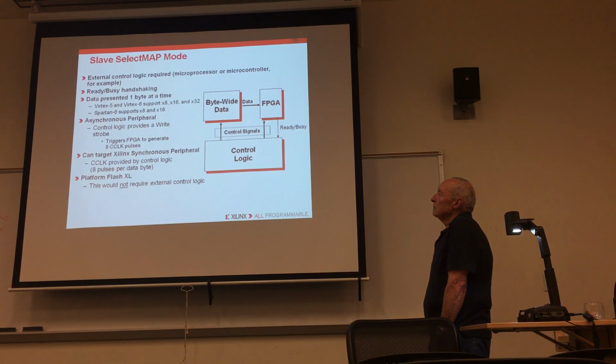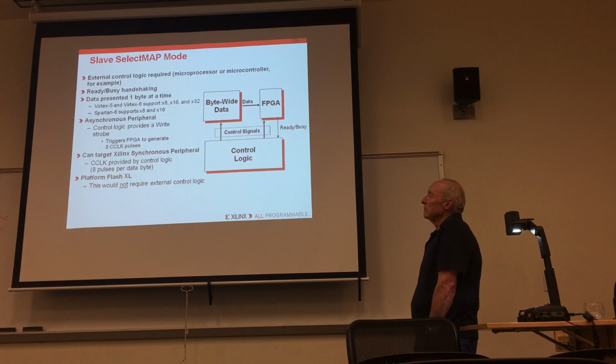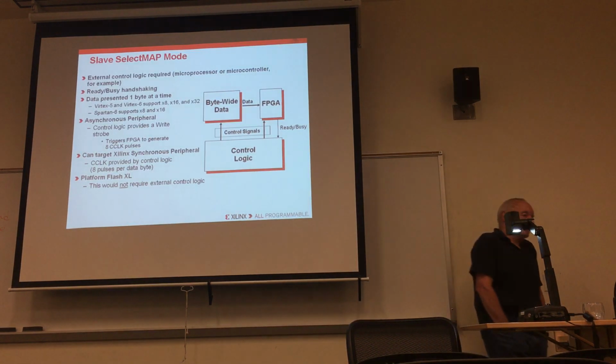This configuration mode supports the use of asynchronous peripherals that provide a write strobe, which can be used to have the FPGA generate the 8 clock pulses necessary. This mode also supports a synchronous peripheral interface, where the control logic provides the necessary 8 clock pulses per data byte. Note that the Xilinx Platform Flash XL device is often used as the byte-wide data source. In that case, no external control logic would be required. This assures the reliability of the configuration scheme's design and reduces your risk of debug time.